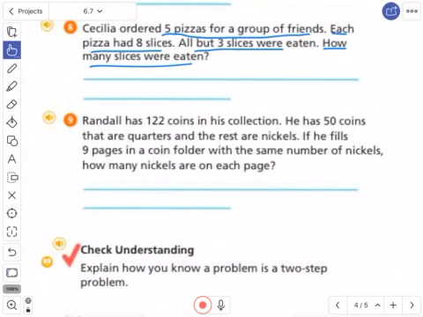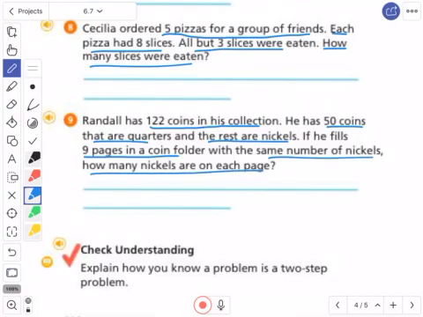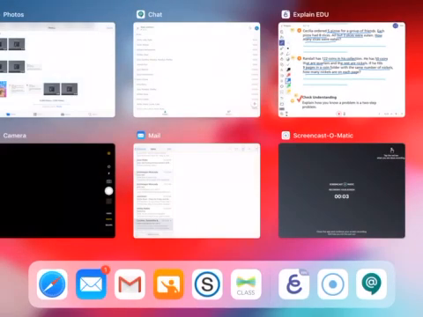Number 9, Randall had 122 coins in his coin collection. He has 50 coins that are quarters. The rest are nickels. If he fills 9 pages in a coin folder with the same number of nickels, how many nickels are on each page? Ooh, that's a good, tricky one. I cannot wait to do that one. Okay, all right, so I'll stop there, and you can come back and check your answers.